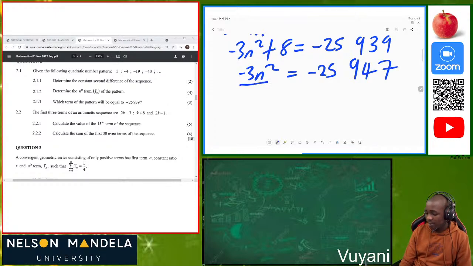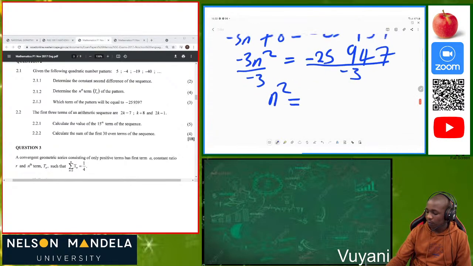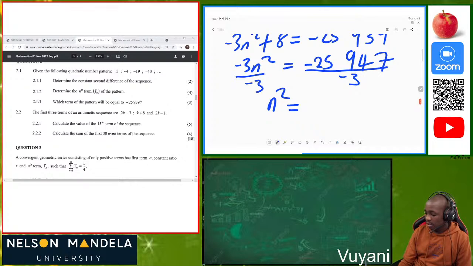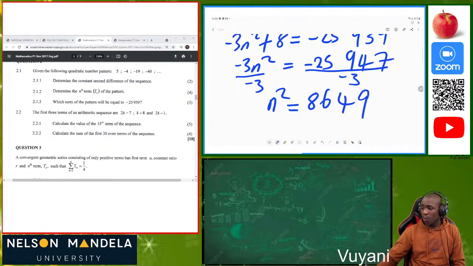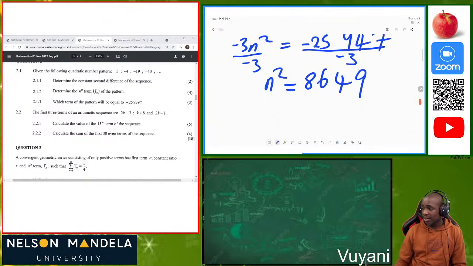We divide both sides by negative 3, then we're going to have n squared, which is equal to, cancel, and we're going to end up having 8,649. You use your calculator always. Then we want n, not n squared.